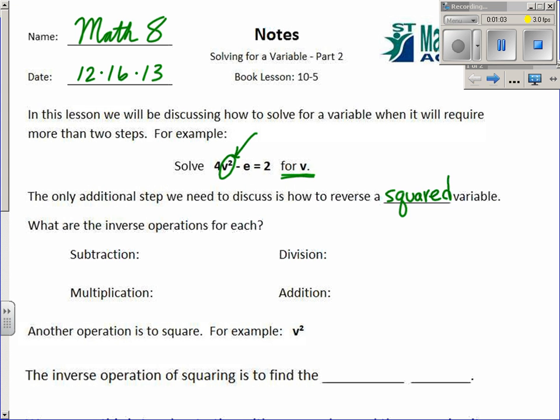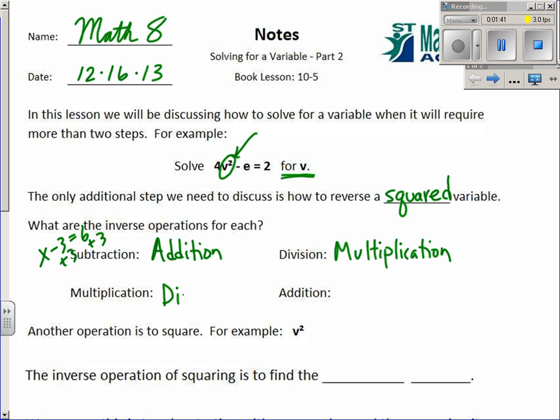Just to refresh, when we're solving these algebraic equations, we're always using the inverse operation to get the variable by itself. The inverse operation of subtraction, as we know, is addition. For example, if it was x minus 3 equals 6, you would add 3 to each side to get rid of that minus 3. Division, the inverse operation is multiplication. You should be able to go ahead and fill in the rest. The inverse operation of multiplication is division, and the inverse operation of addition is subtraction.